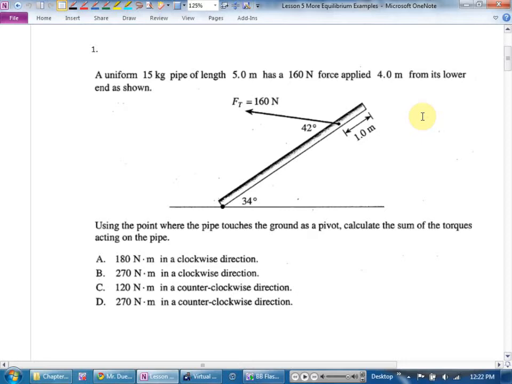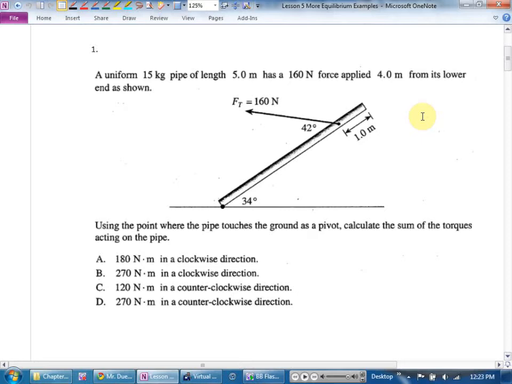This is a bit of a twist, because this is not an equilibrium. This is not going, oh, sum of the torques clockwise equals the sum of the torques counterclockwise. They're not balanced. And I can tell they're not balanced because I glanced at all four answers and none of them was zero. So here, instead of doing my clockwise equals counterclockwise, I think all I'm going to do is figure out the total torque clockwise, the total torque counterclockwise, and then go bigger minus smaller. Whatever's left over tells me which way it's spinning.